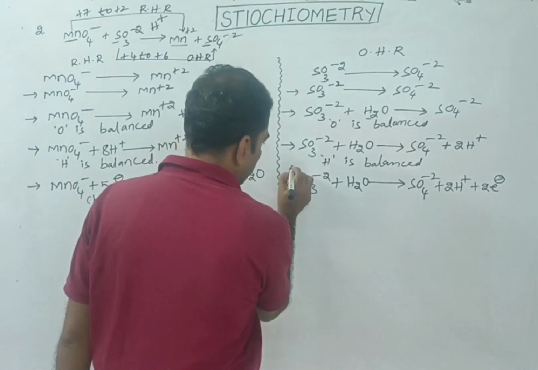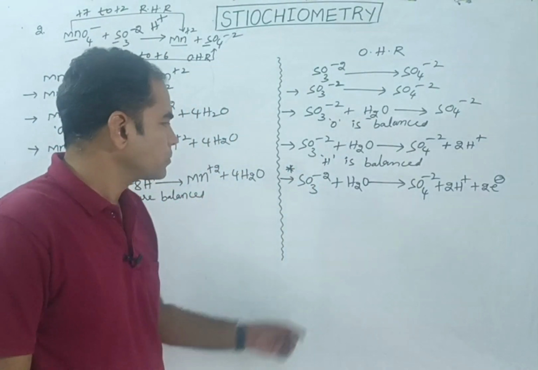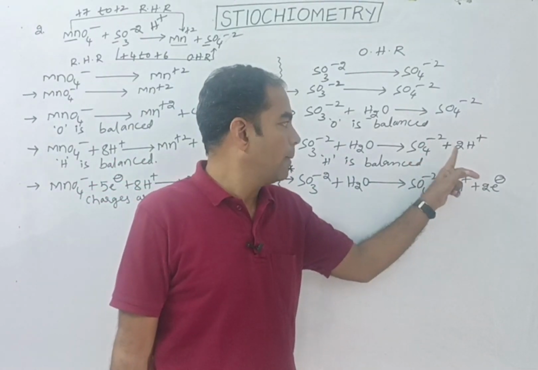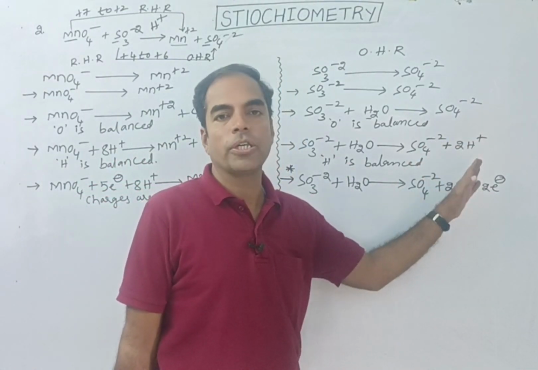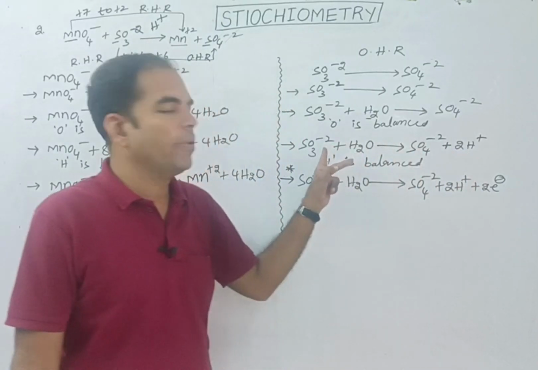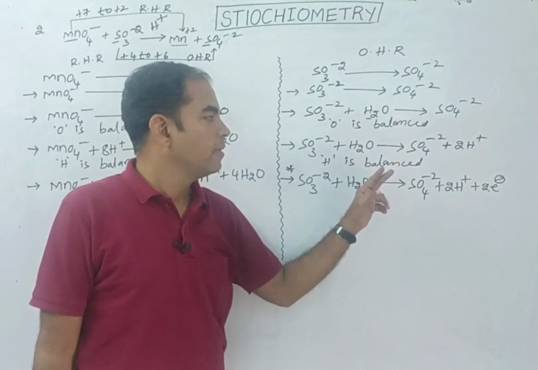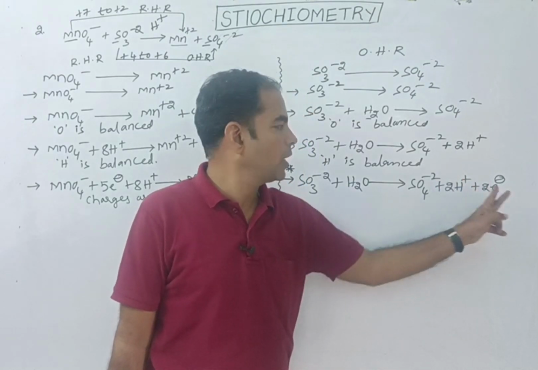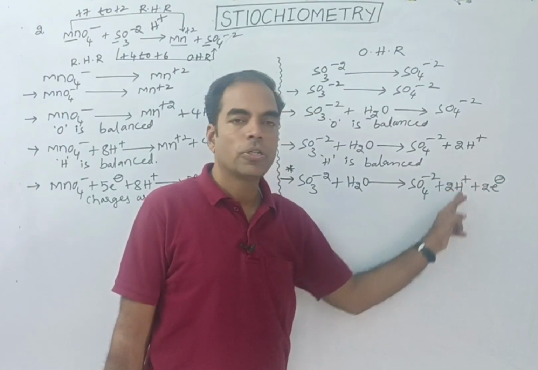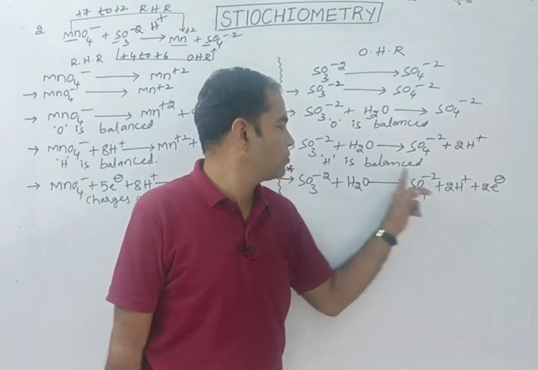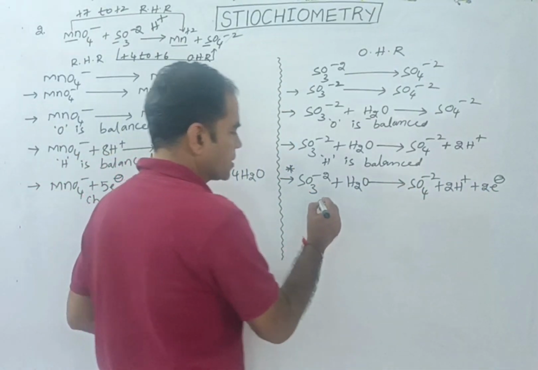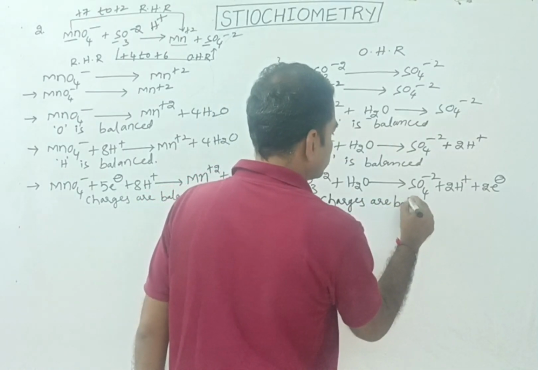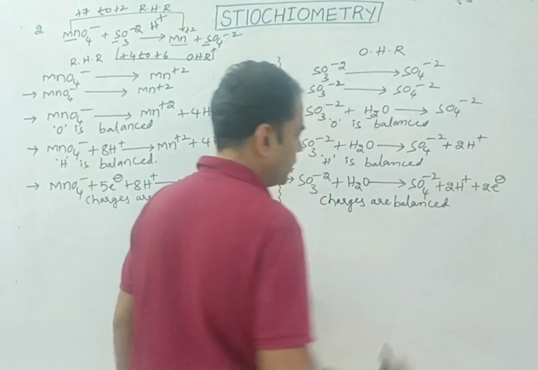This step is important, balancing the charges. Total net charge here is minus 2. Here minus 2 plus 2 positive, total net charge is 0. When we add 2 electrons, 2 positive, 2 negative, neutral, that means 2 electrons. 2 positive and 2 electrons get cancelled, 2 negative charges, 2 negative charges. Charges are balanced.